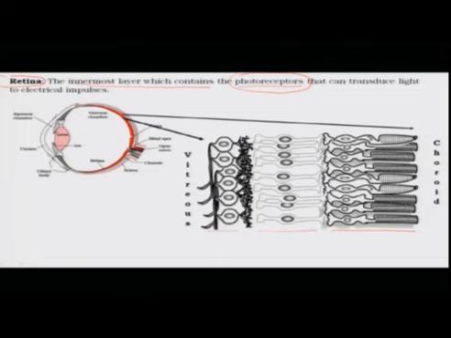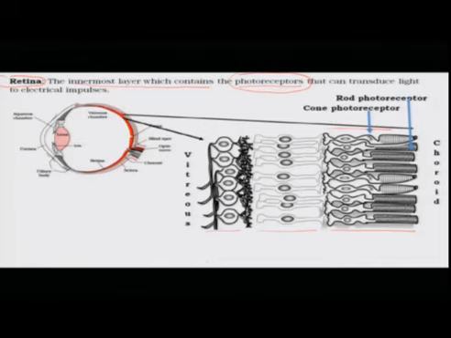So, you have the outermost layer, which is towards the outside, towards the choroid, called the photoreceptor layer. So, it has 2 kinds of cells. They are called rod photoreceptors and cone photoreceptors. So, they are present throughout the retina.